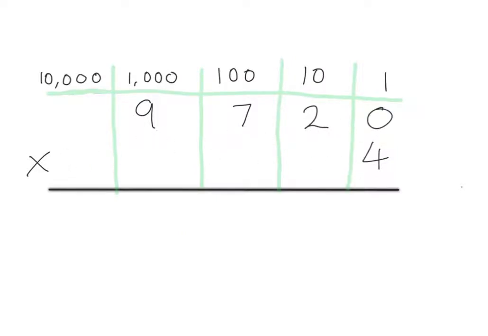So our next example, 9,720 multiplied by 4. I'd like you to have a go at this on your scrap piece of paper. Like always, press play when you're ready to find out the answer. Pause your video now. And this is what you should have done.